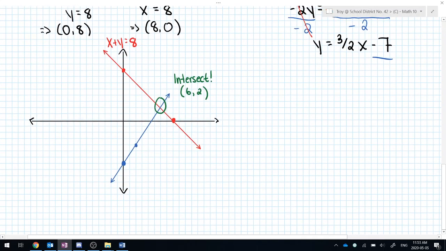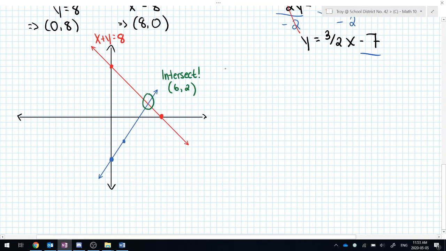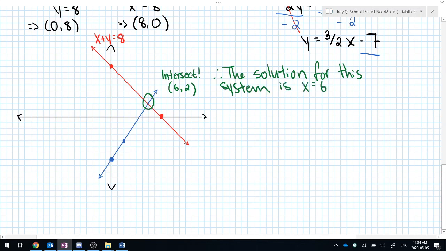Okay, that's our solution. That's it. So we'll say, therefore, the solution for this system is x equals 6, y equals 2, or we can just say the solution is just 6, 2. Okay.